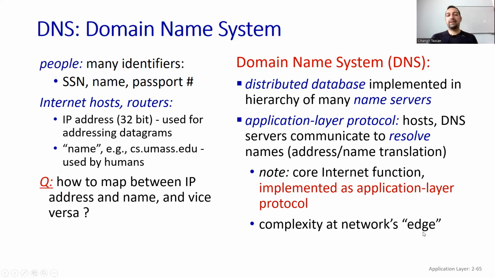So complexity at the network's edge. This is the thing. So you can sometimes leave the work to different layers. And actually in the transport layer, we will also talk about it. We will give some examples where we take the work from other layers to the application layer. Since our computers are fast now, we can always leave it to the edge.